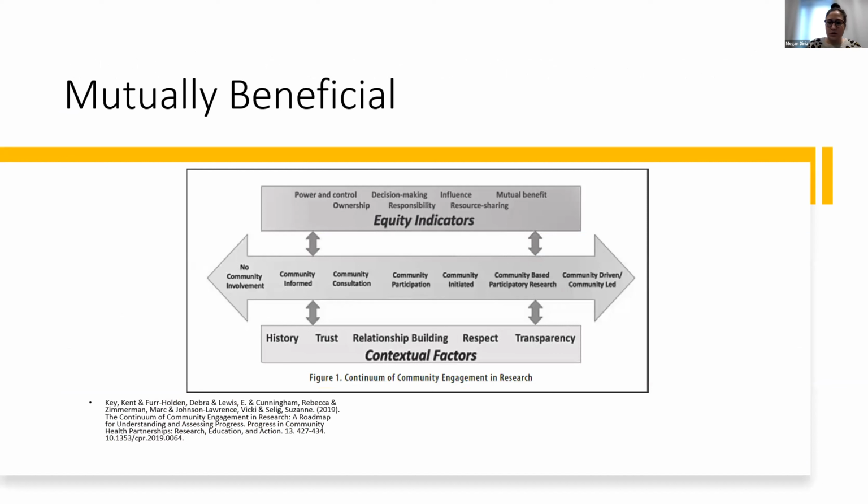It's mutually beneficial for both the academic institution and the community to have a partnership. So when we have no community involvement, it's working off history. It seems as though the academic institution is in control of what is happening with the supports they're providing. But as you move more towards the right side of the arrow here, it becomes more community involvement. The community is sharing resources with the institution. The institution is sharing resources with the community. They're building a foundation of trust and partnership. And as that goes, the ultimate goal is for community-driven and community-led research opportunities.